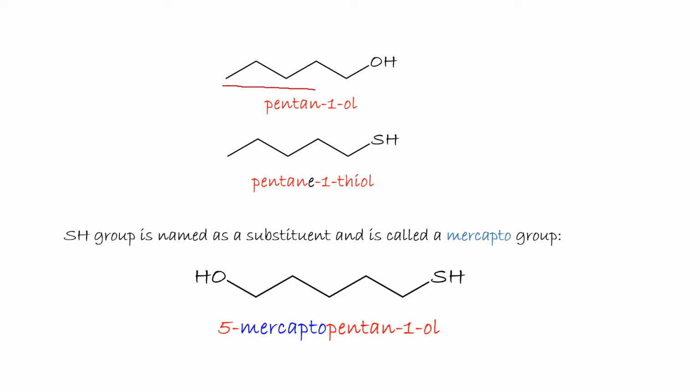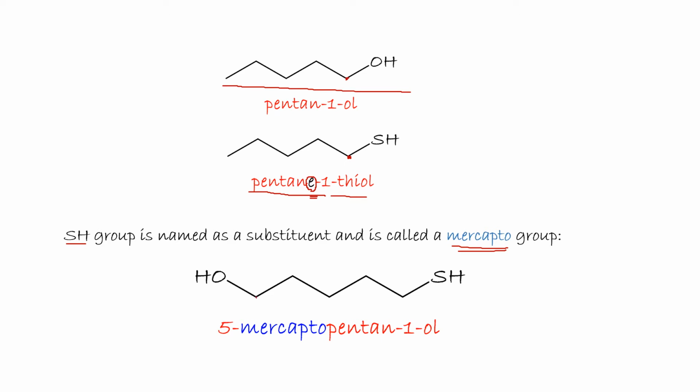Here we have pentane 1-ol with OH. Having SH instead of OH, we call it pentane 1-thiol, and as you can see, we kept the e on. The SH group is named as a substituent called mercapto.